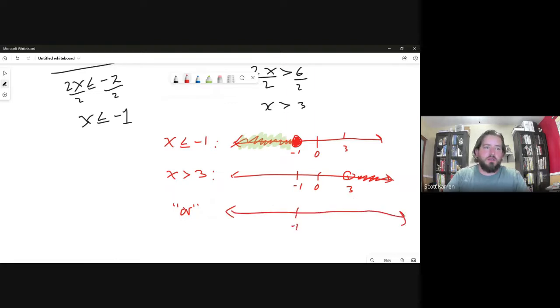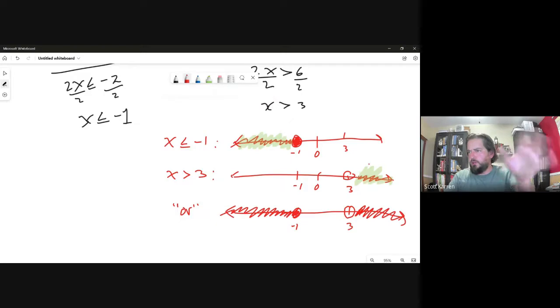So at -1, that's going to be filled in, and all of these are included. But we're inclusive here, so all of these over here, they're also part of it. But not -3, because -3 is not a solution on either of them. But it is everything to the right of 3. I think I said -3, I meant 3. And so it's that disjoint set here that I have.